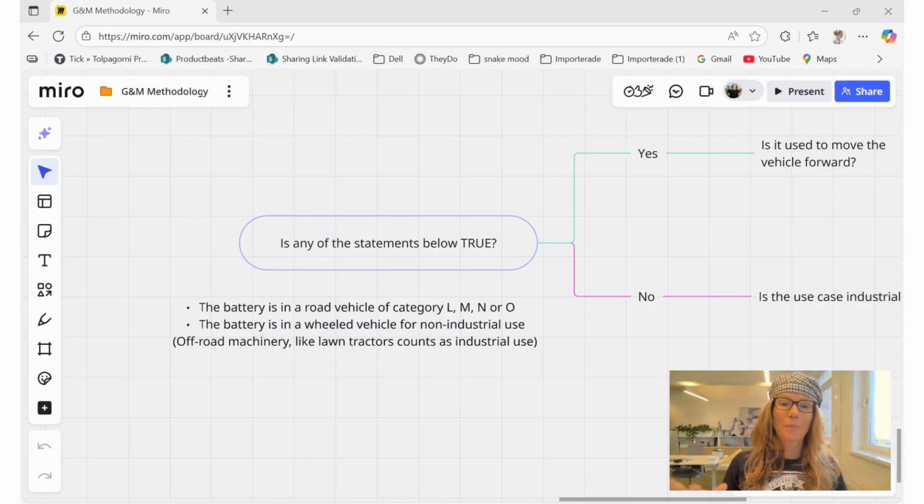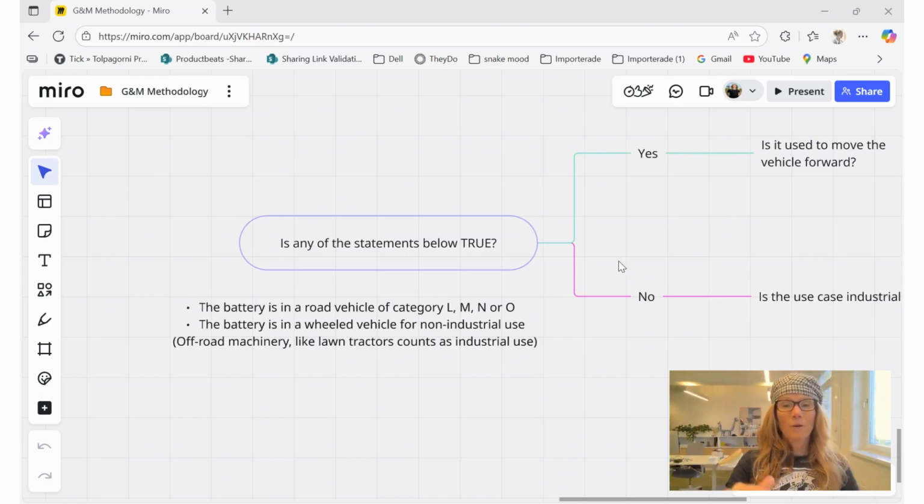It could also be that a battery is in a wheeled vehicle for non-industrial use cases. So, for example, if you buy an off-road motorcycle, or if you have an e-bike or an e-scooter or something, they belong here. If you buy a snowmobile, it's not wheeled, so then it doesn't belong here. Then it's actually classified as off-road machinery, which is seen as an industrial use case. Also, lawn tractors and things like that are seen as industrial use cases. And then it should not be in this. Then the statement is not true and you should not go to yes.